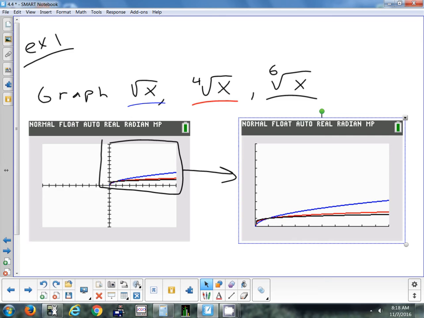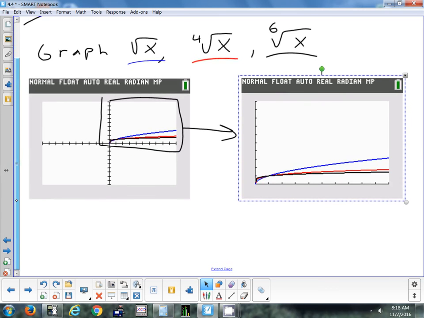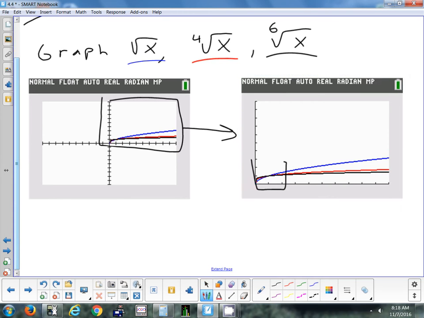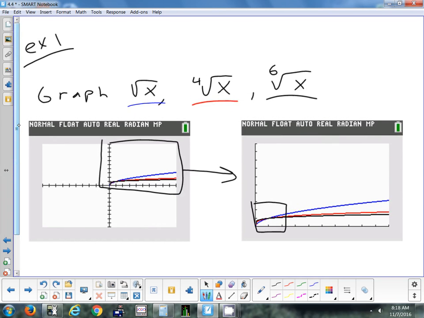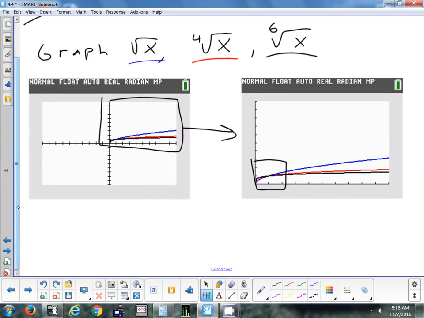But anybody think they can see what's happening near 1? Yeah, they're all intersecting each other. They're all crossing right at that point (1, 1). Because if you take the square root of 1, the fourth root of 1, or the sixth root of 1, you get 1. So that's a common point to all of them.